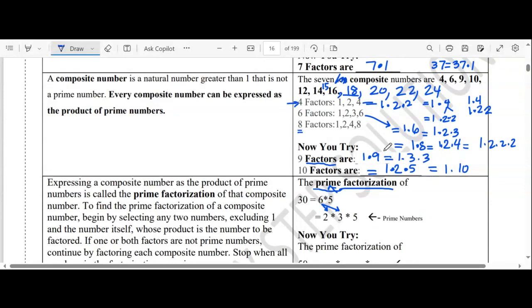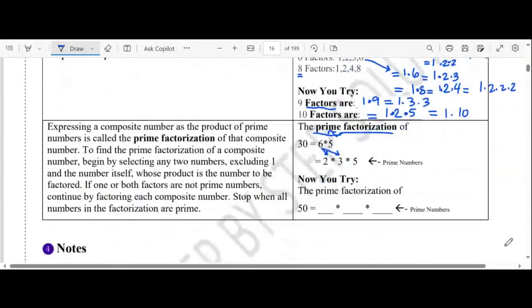Okay. Now, can you try this in your notebook? 50. Try to do it in your notebook.